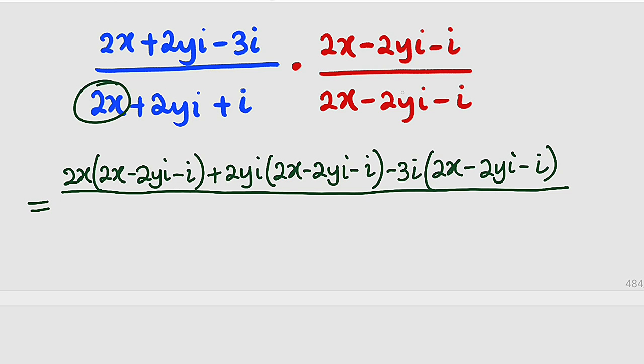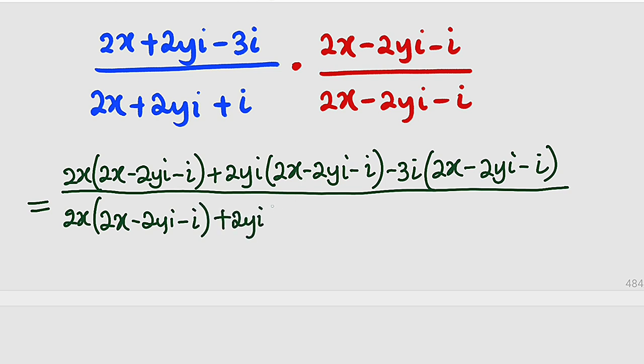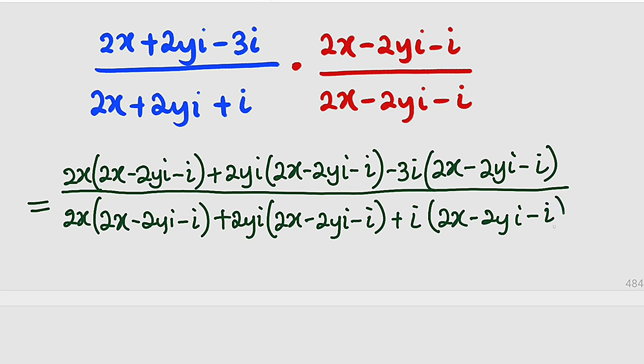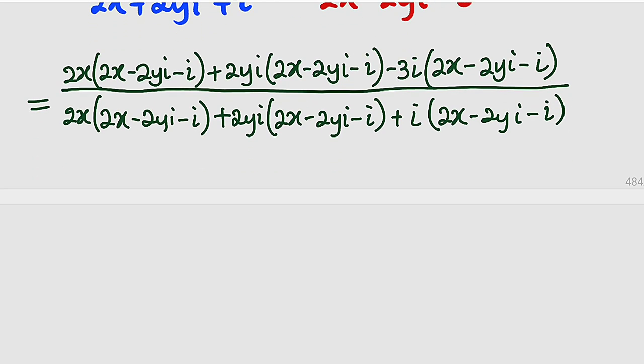We're going to do the same thing to the bottom. To the bottom we take this, we distribute over the whole of this. So we have 2x distribute over 2x minus 2yi minus i. The second term is 2yi, distribute over 2x minus 2yi minus i, and the last term is just i, which we distribute over 2x minus 2yi minus i. Now let us expand all these brackets.